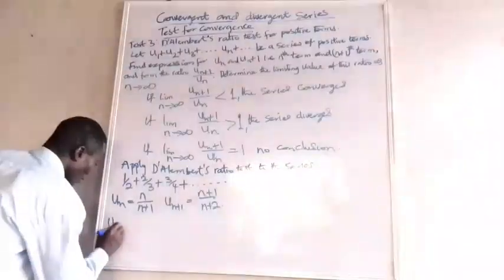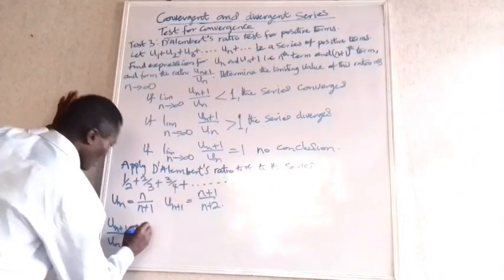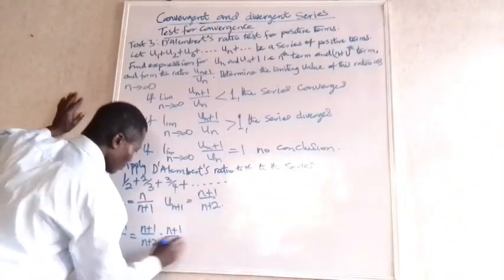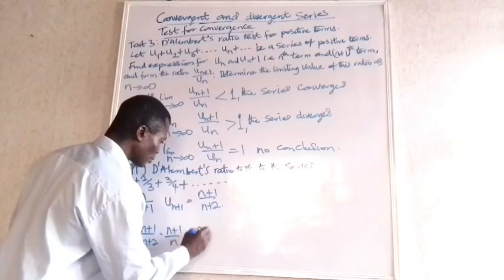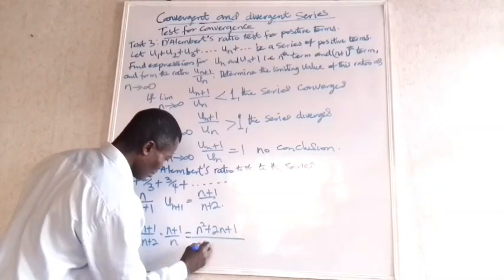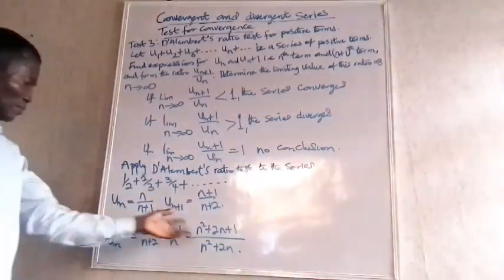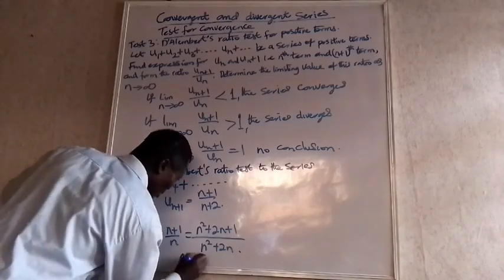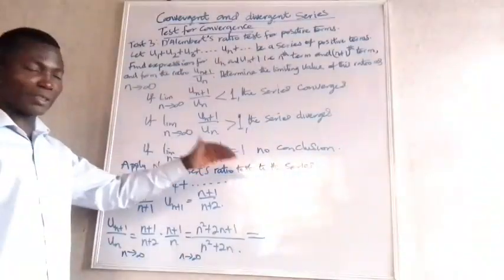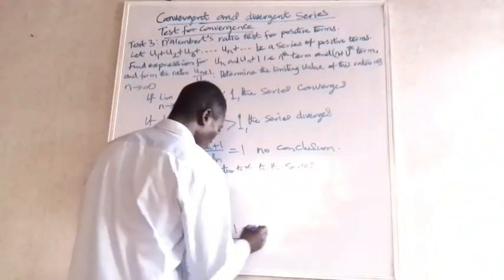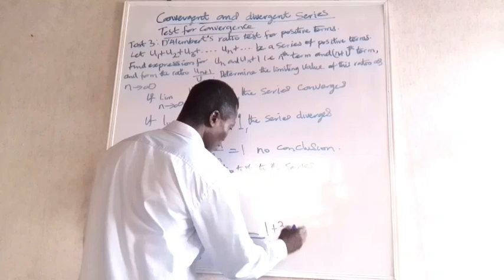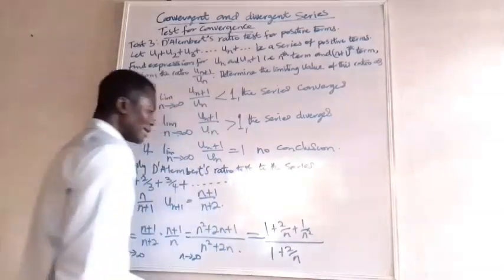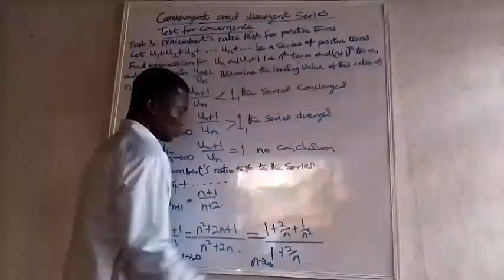So un plus 1 over un will be equal to n plus 1 over n plus 2 multiplied by n plus 1 over n. So we are going to have n squared plus 2n plus 1 over n squared plus 2n. And in this instance, we know that we are using the test as n tends to infinity. So, as we did before, we divide denominator and numerator by n squared. So we are going to have 1 plus 2 over n plus 1 over n squared, divided by 1 plus 2 over n. And as n tends to infinity, these terms will be 0. So we are going to have the limit equal to 1.